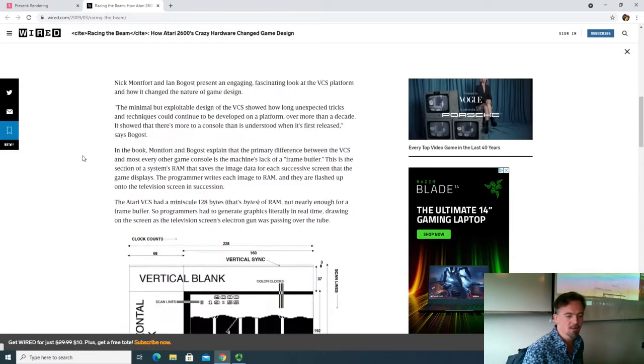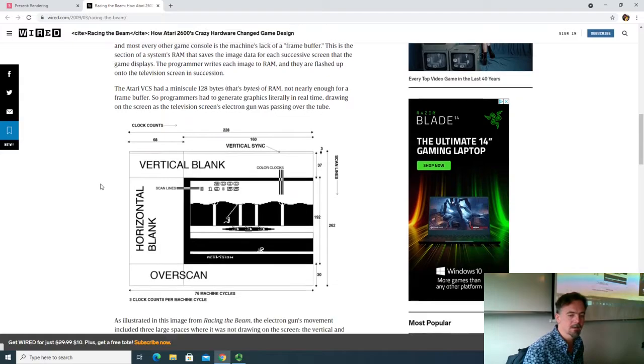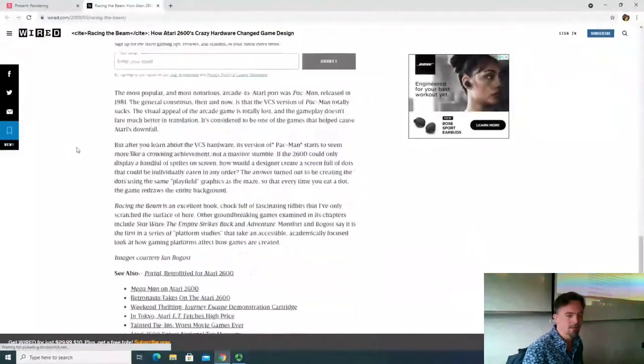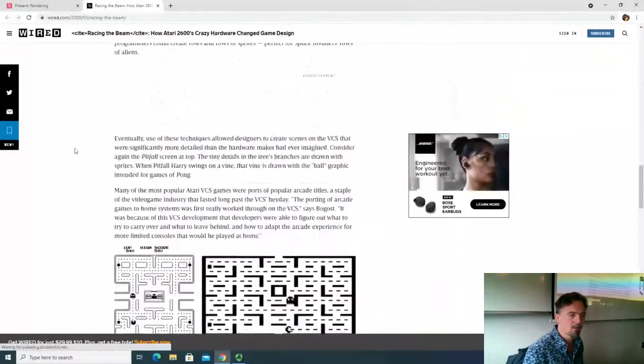You might want to look at this once I put the slides up. Some stuff about how Pitfall actually had to work. You might find it instructive, it's not very long.